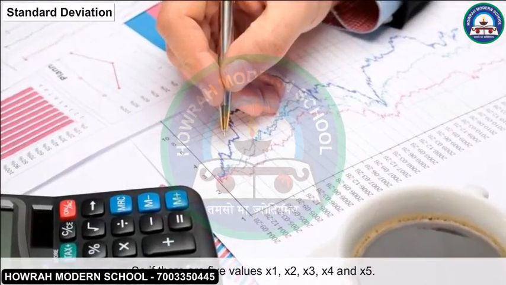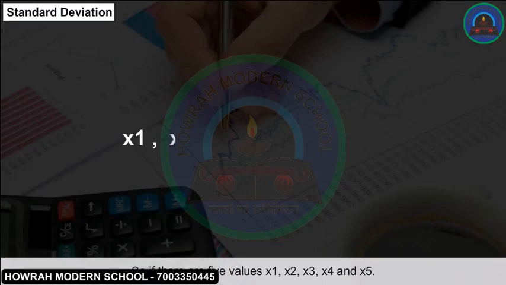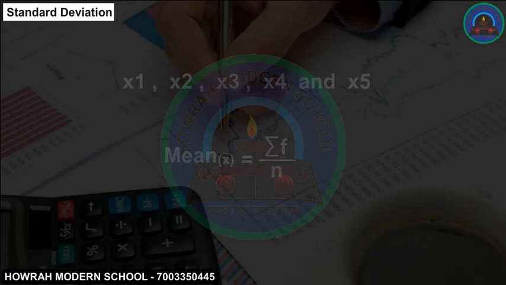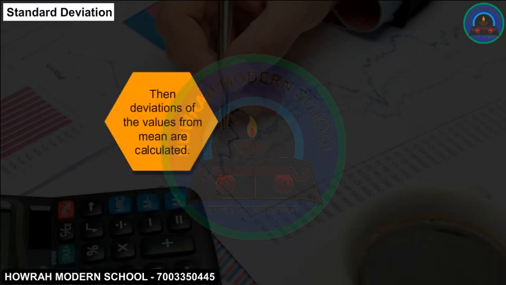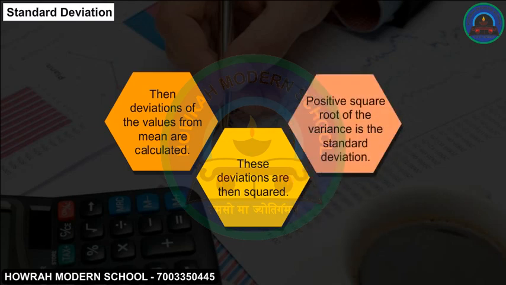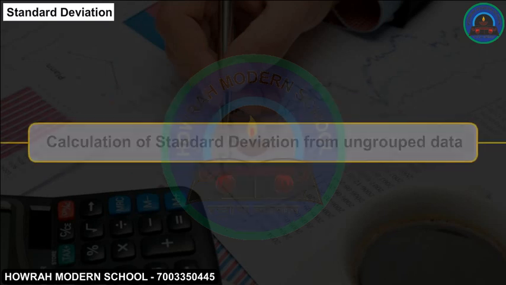So, if there are 5 values x1, x2, x3, x4 and x5, first we calculate their mean. Then deviations of the values from mean are calculated. These deviations are then squared. The positive square root of the variance is standard deviation.